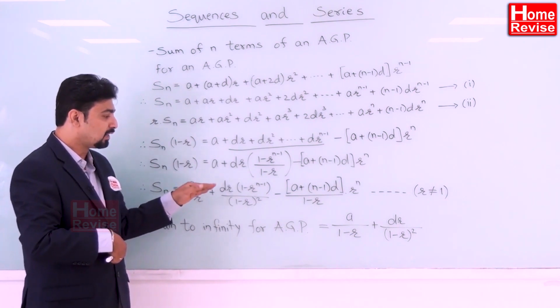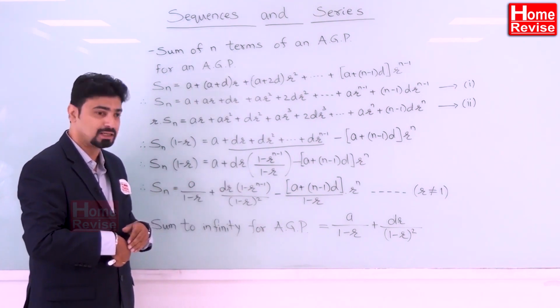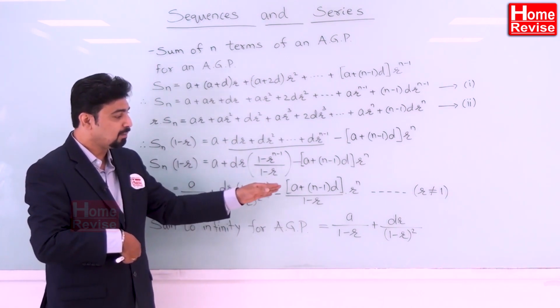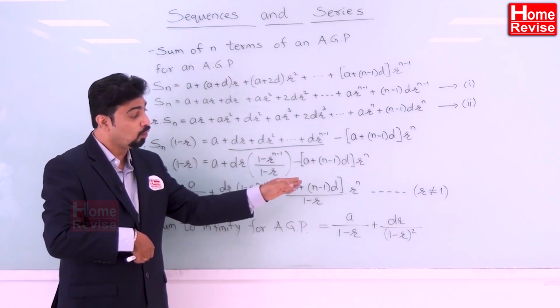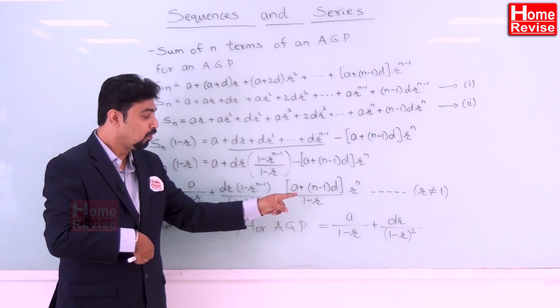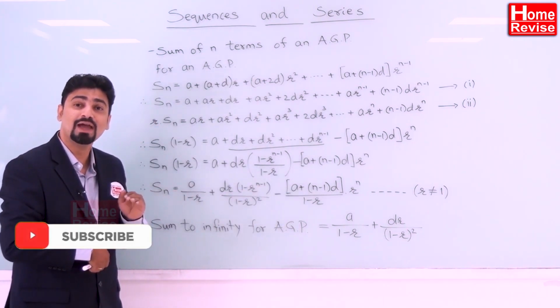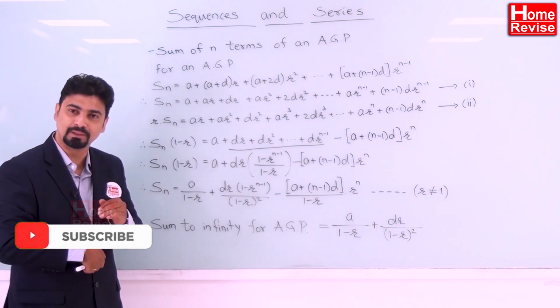A upon 1 minus r plus dr into (1 minus r raised to n minus 1) whole upon (1 minus r) the whole square, minus (a plus (n minus 1) into d) whole, raised to r raised to n, whole upon 1 minus r. Now, this was the sum of n terms of an AGP.